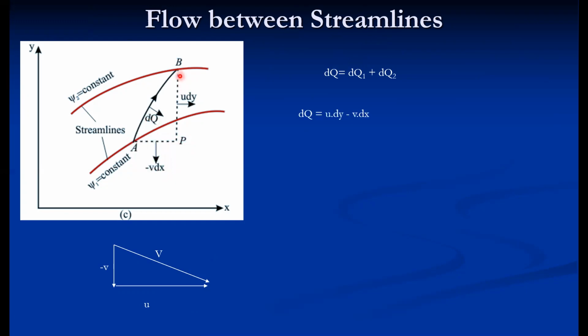So here dq1, that is the discharge, is area into velocity. Velocity is u and the area is dy into 1. The minus minus sign is actually plus, but here it is minus. The velocity component is v and the area is dx into 1. Now if we put u equal to del psi by del y and v equal to minus del psi by del x, then after substitution we get dq equal to this.